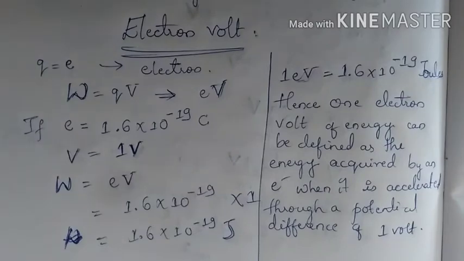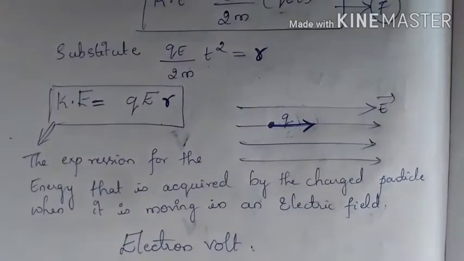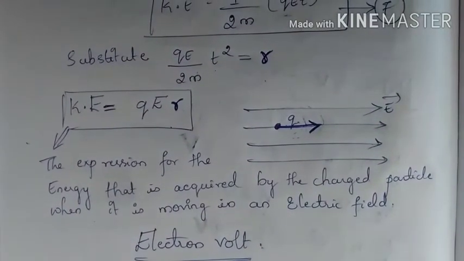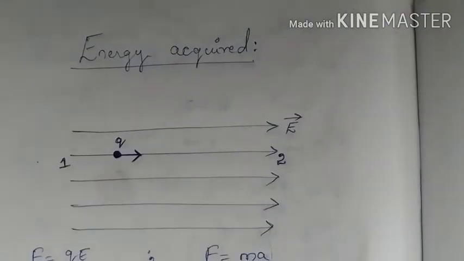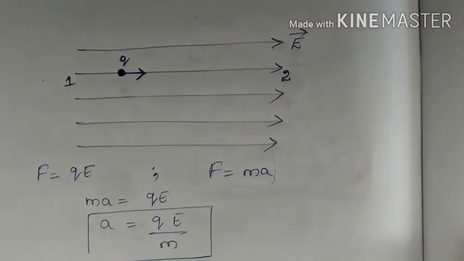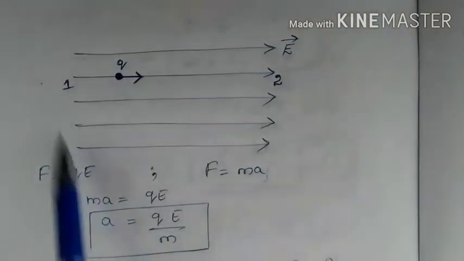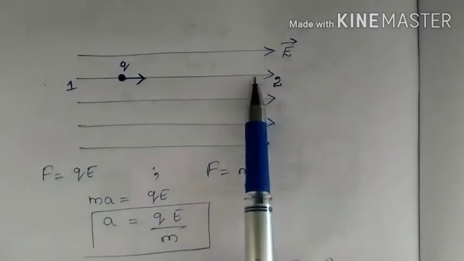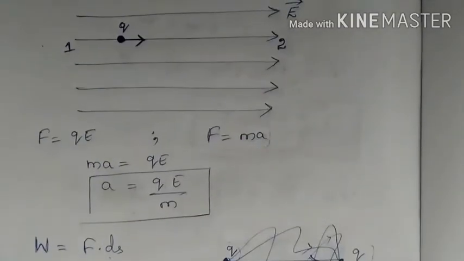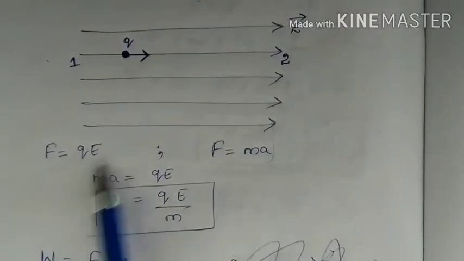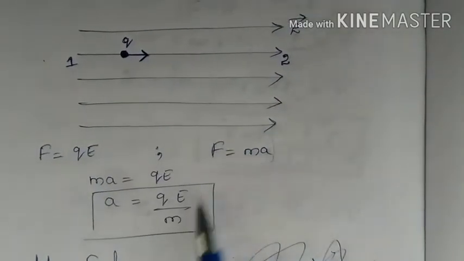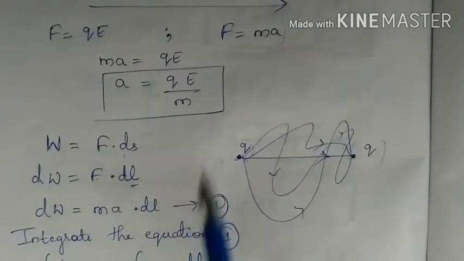So we learned what is electron volt and what is the energy that is acquired by the charged particle when it is kept in an electric field. To find the energy acquired, here is the diagram. In this, the charged particle is moving from position 1 to position 2 when it is kept in the electric field. So at that time we can write F = QE or F = ma. So then that means a can be written as QE by m.